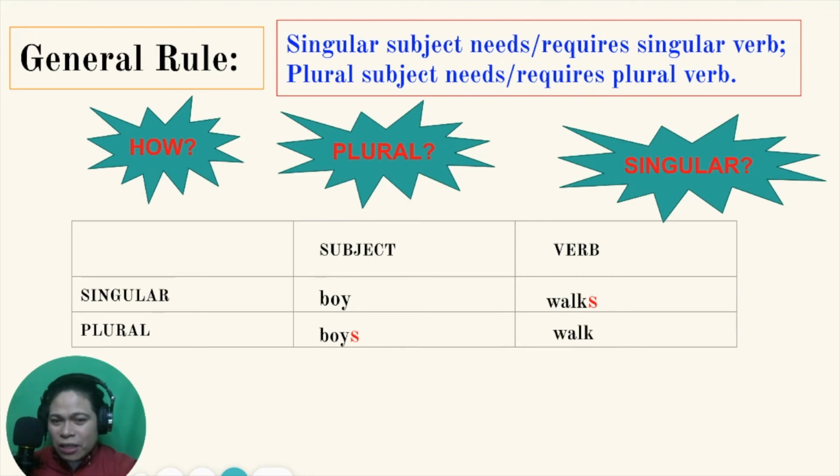So what did you notice? Okay, we have the singular subject boy and then the plural subject boys. The singular verb walks and then the plural verb walk. So it says there, singular subject needs singular verb. So, boy and walks must go together. Boys and walk must also go together. Do not be confused with that.